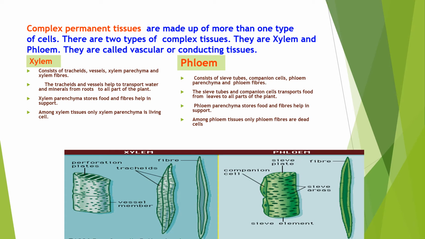After doing the simple permanent tissue, today we are going to do the complex permanent tissue. Complex permanent tissue are made up of more than one type of cells. And in plants, we have two types of complex tissue. They are the xylem and the phloem.